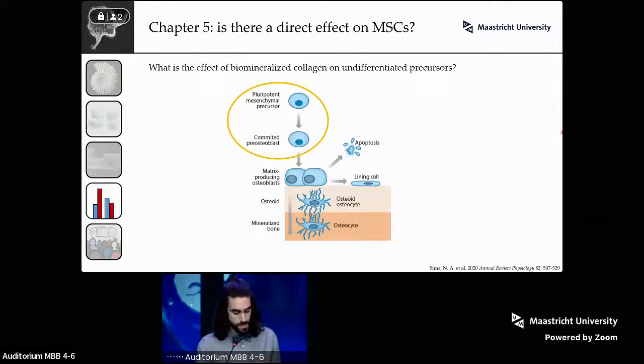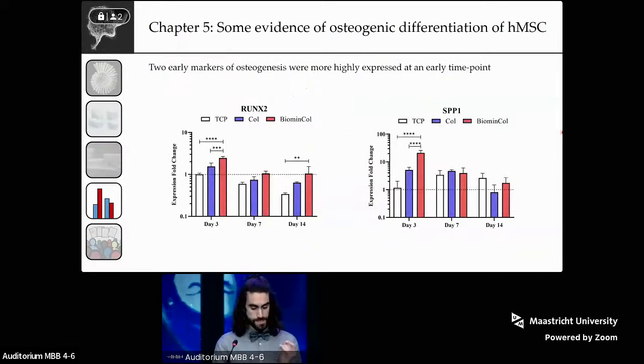So I did cell culture of these undifferentiated precursors on the biomineralized membrane, and I looked at gene expression of known osteogenic markers, and there was some evidence of osteogenic differentiation. I brought you a couple of examples here. We have 2 early markers of osteogenesis, RUNX2 and Osteopontin, so they're supposed to be upregulated at an earlier time point, and that's what we found on our biomineralized collagen membranes at day 3.